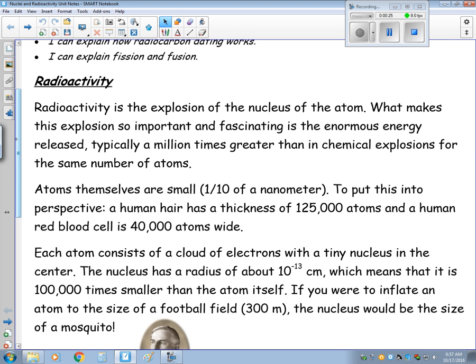Getting started then, radioactivity. It's actually quite simple. It's simply the explosion of a nucleus within an atom. That's all radioactivity is. So what makes this explosion important and fascinating is the enormous energy released. And usually this is going to be about 1,000,000 times greater than in chemical explosions for the same number of atoms. So that's a lot.